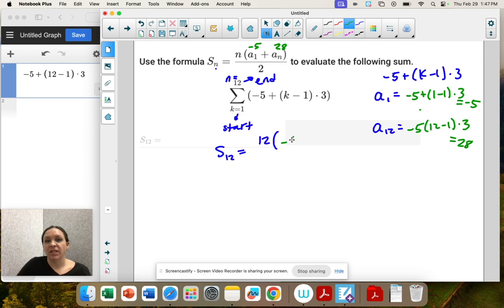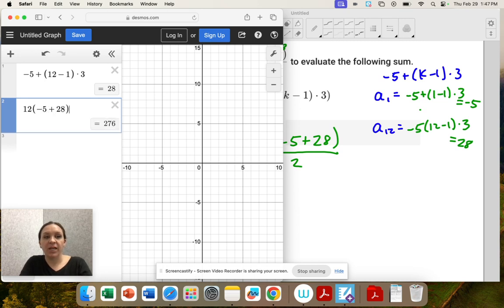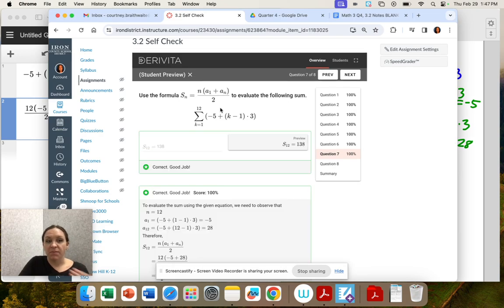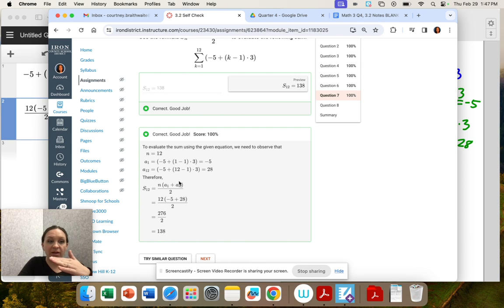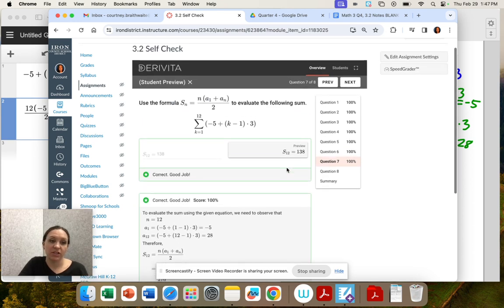So I have 12, negative 5 plus 28, and then divided by 2. And then you just put that in the calculator. So 12, oops, I'm struggling. Negative 5 plus 28, all divided by 2. So it's 138. And that's our sum. So instead of having to find all 12 numbers and add them up, it's way easier to just use this formula.